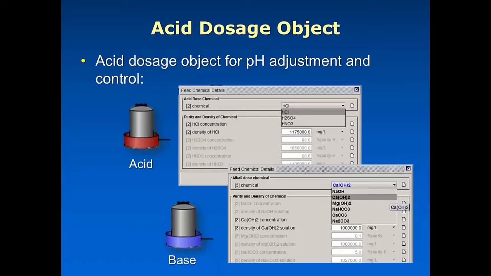We also have acid and base dosing, as I mentioned, for pH control. Again, the same thing. We have hydrochloric acid, we have sulfuric acid, and for bases, things like sodium hydroxide and calcium carbonate and so on. So again, pick the particular thing that you're looking for, set the appropriate concentration, and then you can set the flow rate to do the dosing.